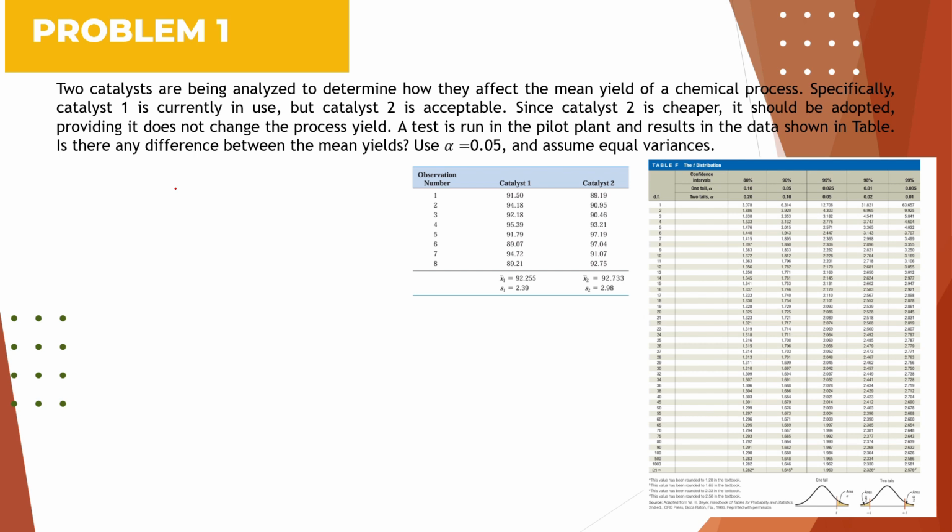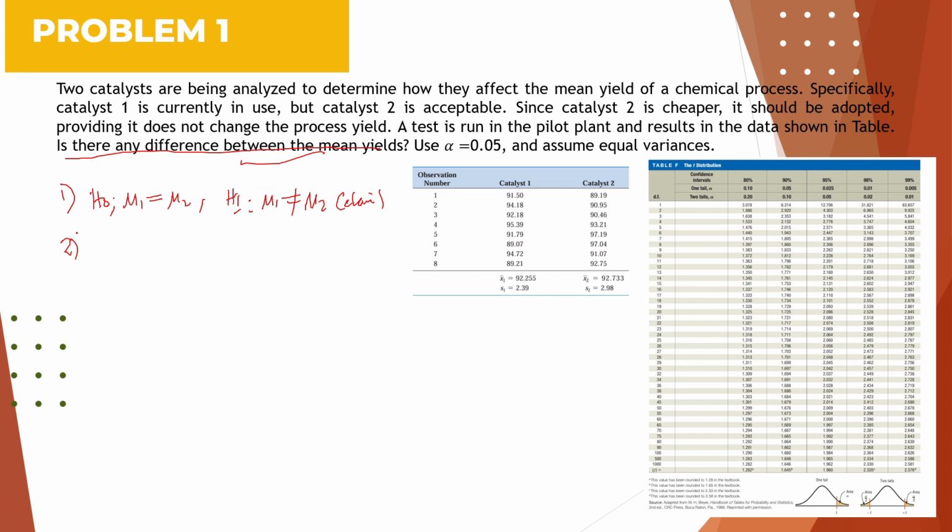So the first thing that we're going to do based on our steps is we have to check what is our null hypothesis. Our null hypothesis is that there's no difference between the mean yield, so mu1 is equal to mu2. And our H1 is that mu1 is not equal to mu2. Therefore, this is our claim: is there a difference between the yields?